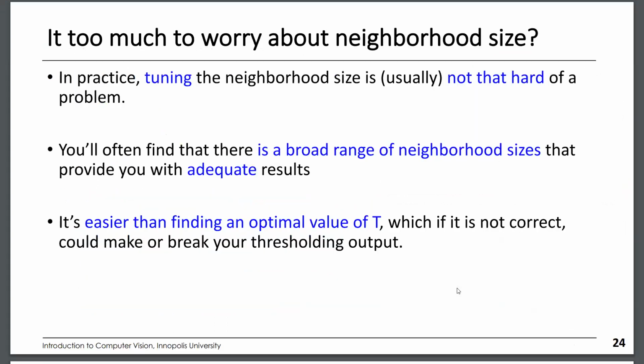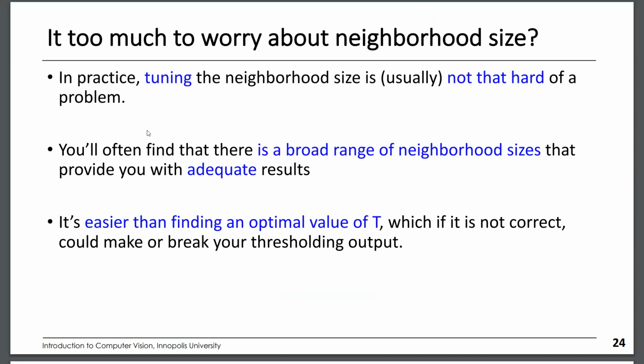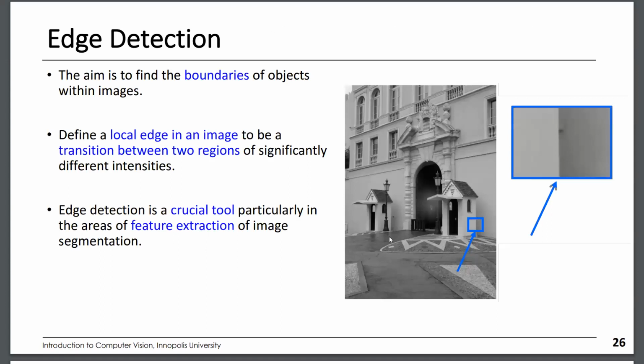Nice. So in practice, it's much easier to find this optimal neighborhood size, or the size of this rectangle that we use to calculate the local threshold. It's much easier to find that than it is to fine-tune the global threshold, right? So usually there is a very broad range of these neighborhood sizes.